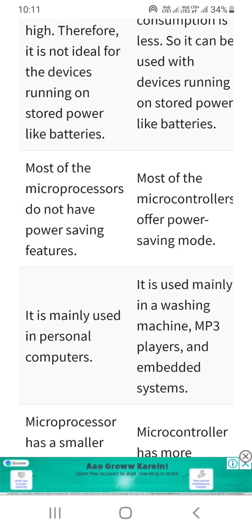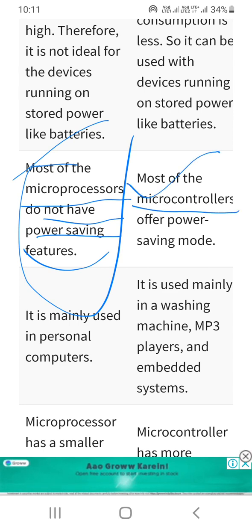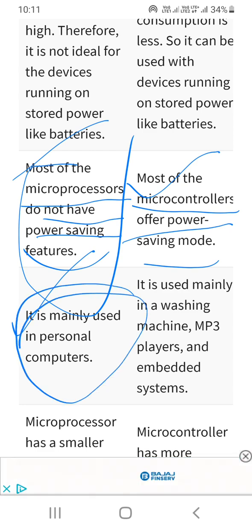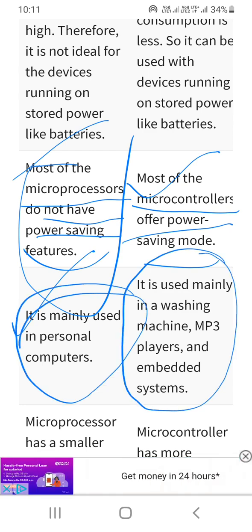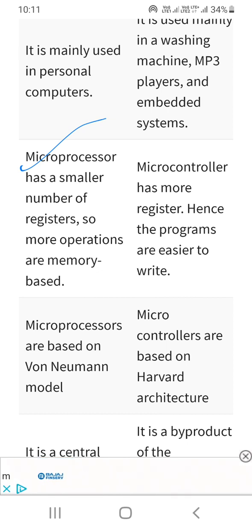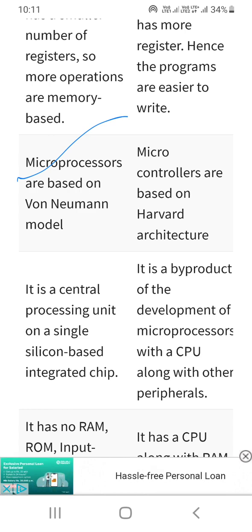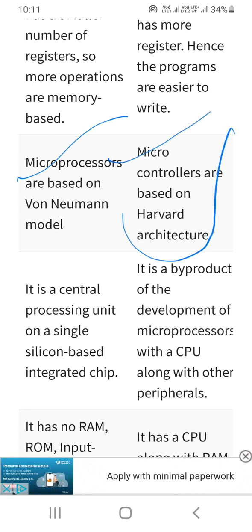Most microprocessors do not have power saving features. Most microcontrollers offer power saving modes. A microprocessor is mainly used in personal computers, whereas a microcontroller is used mainly in washing machines, MP3 players, and embedded systems. A microprocessor has a smaller number of registers, so more operations are memory based, whereas a microcontroller has more registers, hence the programs are easier to write. Microprocessors are based on the von Neumann model, whereas microcontrollers are based on Harvard architecture.